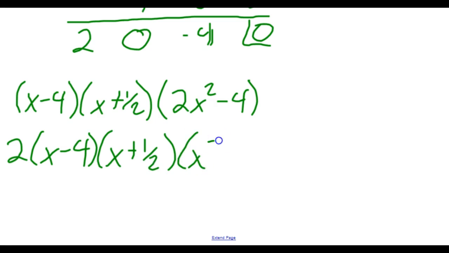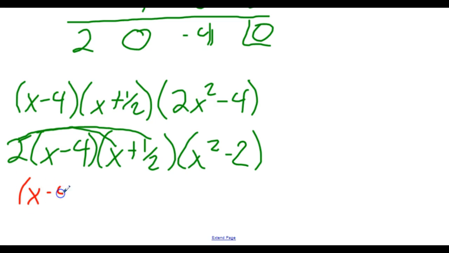Now we're going to be left with x squared. Whoops. If we take a 2 out of there, there should be x squared minus 2. Also, something we're going to simplify, I'm going to multiply this 2 through to that factor just so we can get rid of that 1/2, and it makes it a little easier to simplify. So now we're going to have x minus 4 times 2x plus 1.